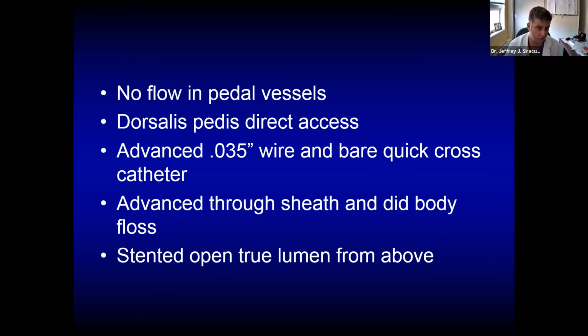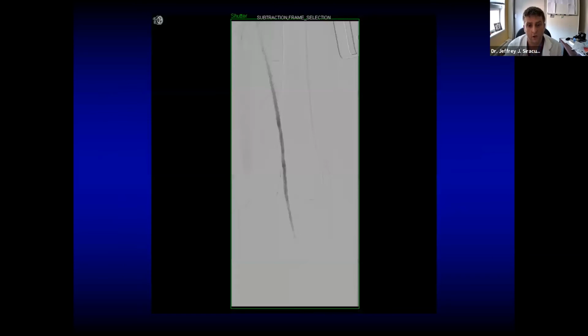We were able to get through retrograde, and we were able to get through and do a body floss from the right common femoral artery to the left dorsalis pedis artery. In this way, we were not able to antegrade get the true lumen, but we were able to get in there posteriorly, distally. And fortunately, even though there was no flow in the dorsalis pedis artery, it hadn't clotted off, and we were still able to treat through here.